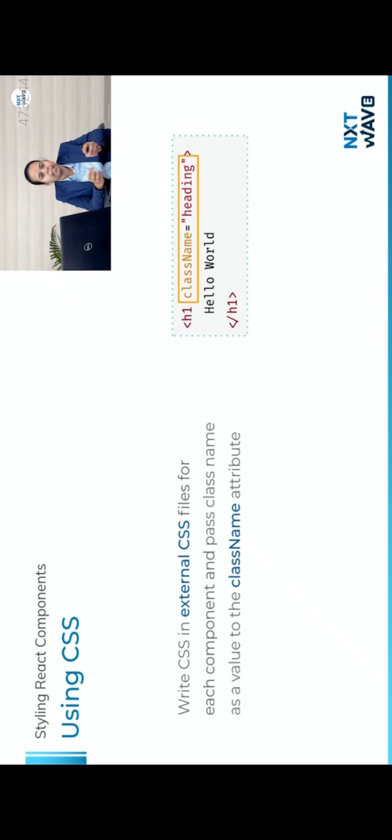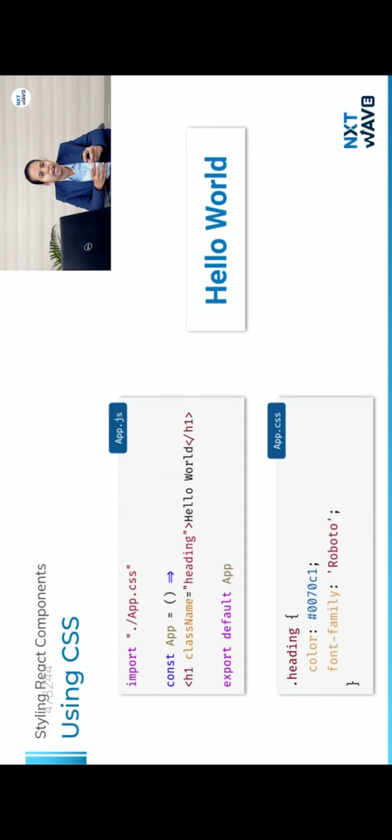import these files, and then wherever necessary, we provide the class name as a value to the className attribute, right? Let's see an example for this. Here you can see we have the App component. We want to display a Hello World heading in this manner. For this, firstly, we have written the class, there you can see .heading, where we have provided the CSS properties, and we have written this in the App.css file. In an external file, we have written the CSS. And then we have imported this App.css file into App.js. There you can see, right?